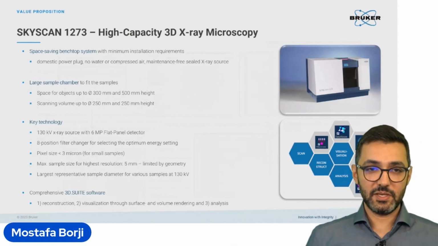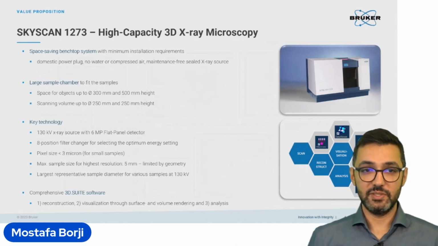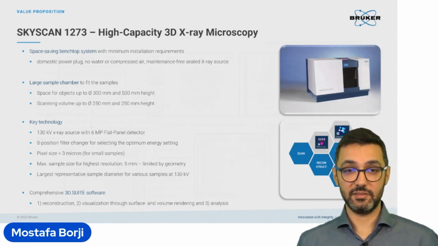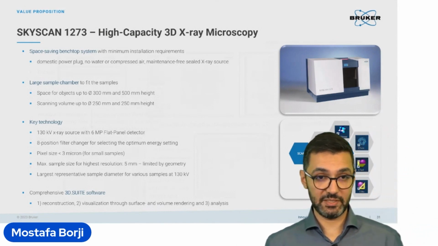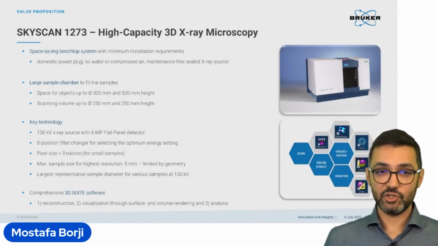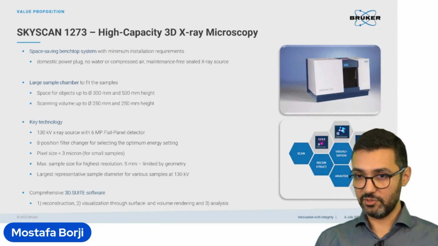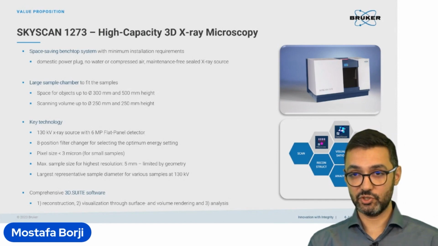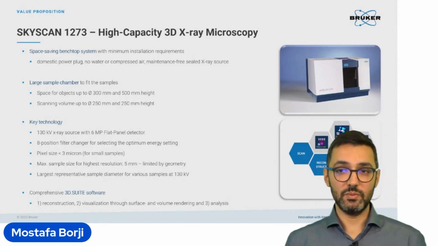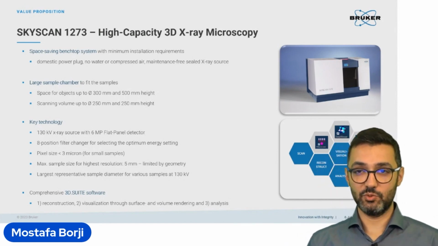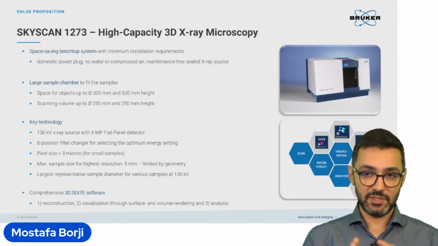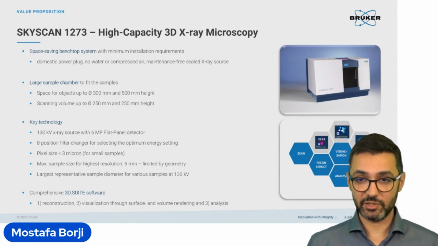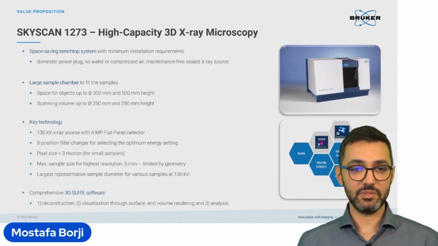This system can produce X-rays with an energy of up to 130 kilovolts, and it has a large 6 megapixel flat panel. The filter changer has 8 different positions, and everything can be done by a click from the software. So for changing the filters, there is no need to open the scanner or stop anything. It can be done from the software. And the pixel size can go down to 3 microns, again, for the small samples.